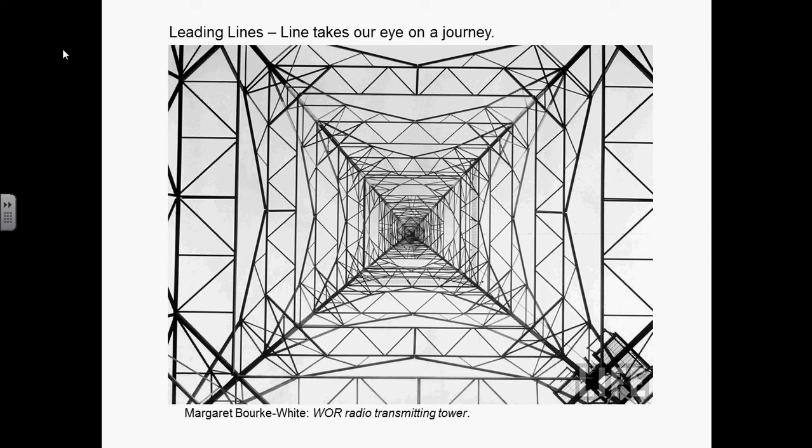The corner struts that hold the tower upright are the main lines that move your eye to the center. You can see them right here. I've used lines to indicate where the eye moves and how it gets to the point of emphasis. It's a photograph by Margaret Bourke-White. She's an early 20th century photographer and one of the most prominent female photographers in all of the history of photography.